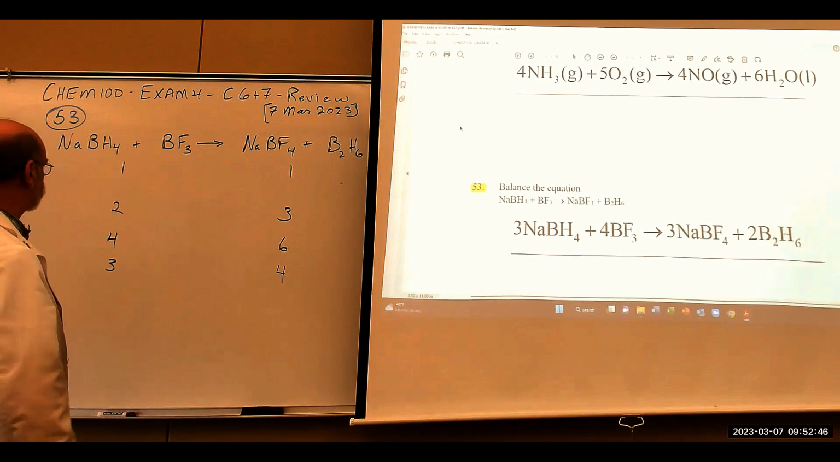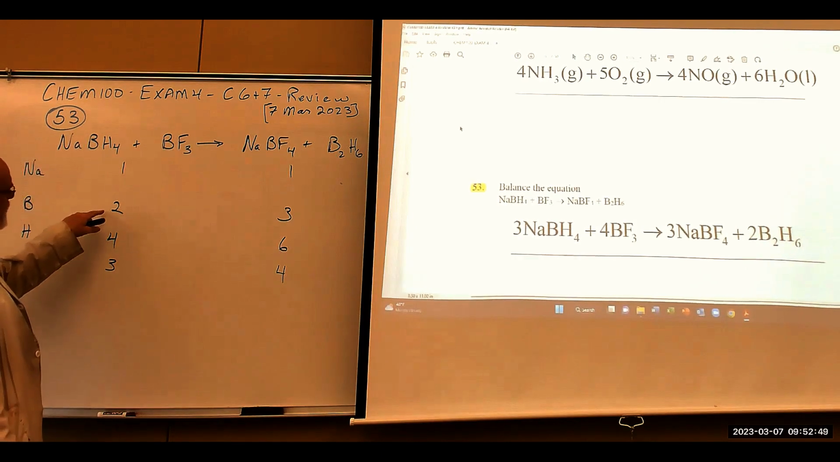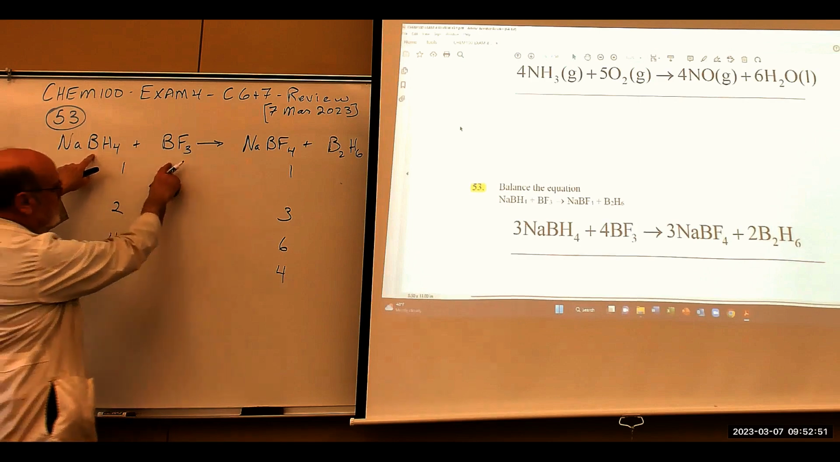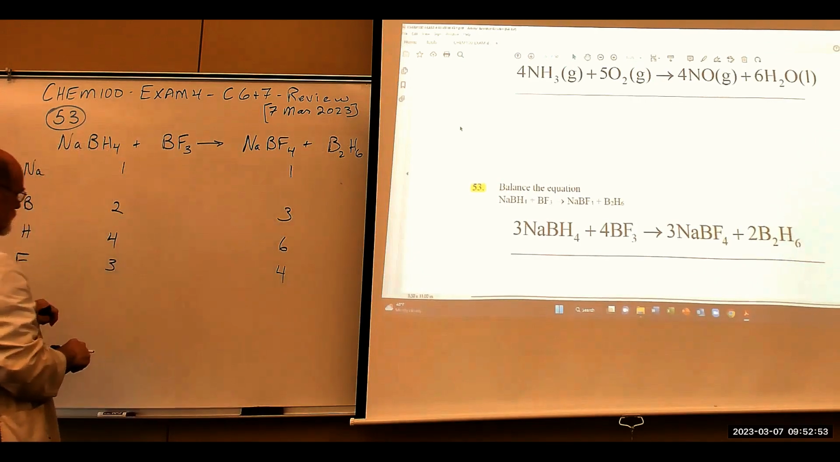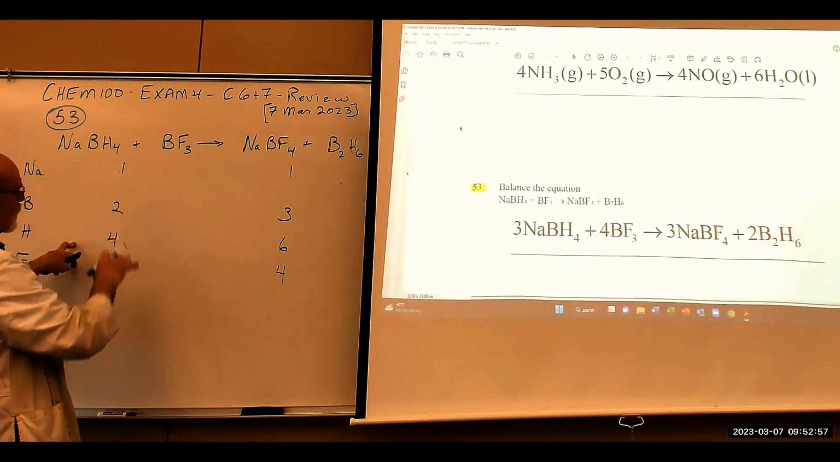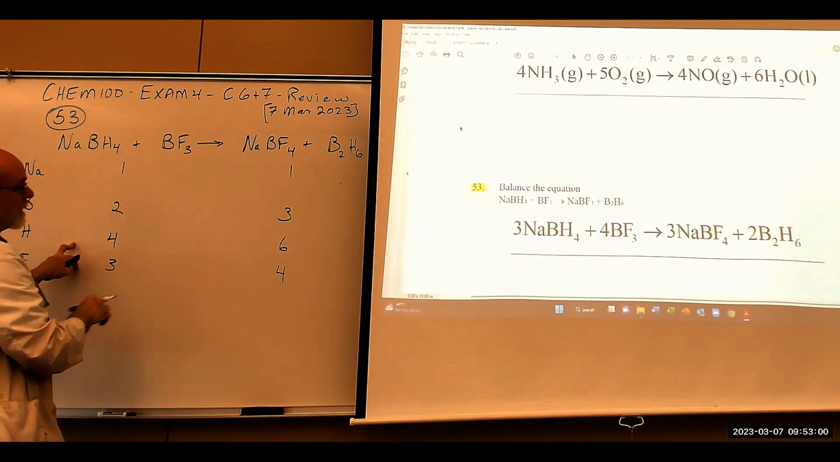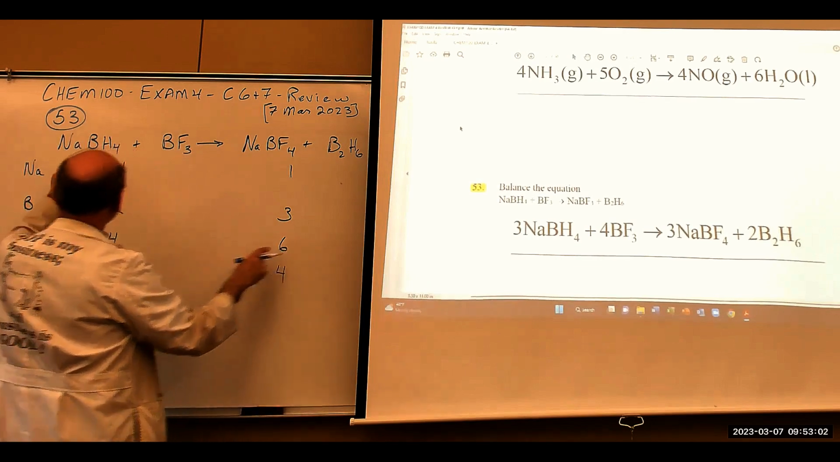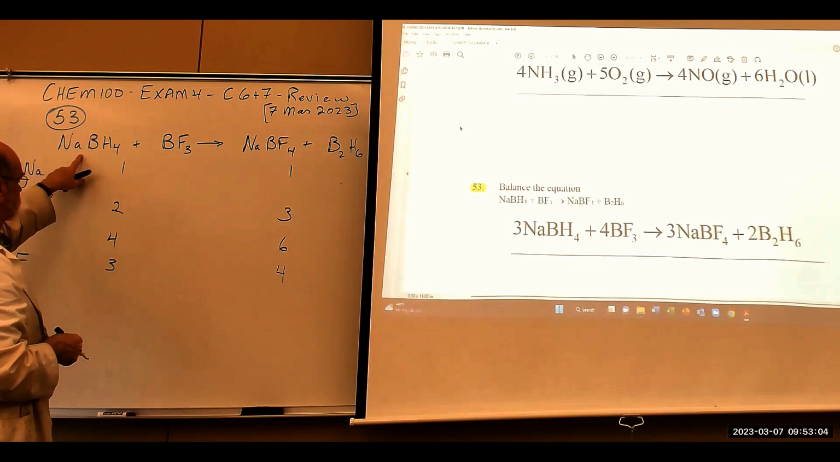Let's try to balance. I'm not going to tackle boron yet because it's in two different places on both sides. So let's move down to hydrogens. Hydrogen only occurs in one place on both sides. Right? We need 6 hydrogens on this side. Well, that's a problem.